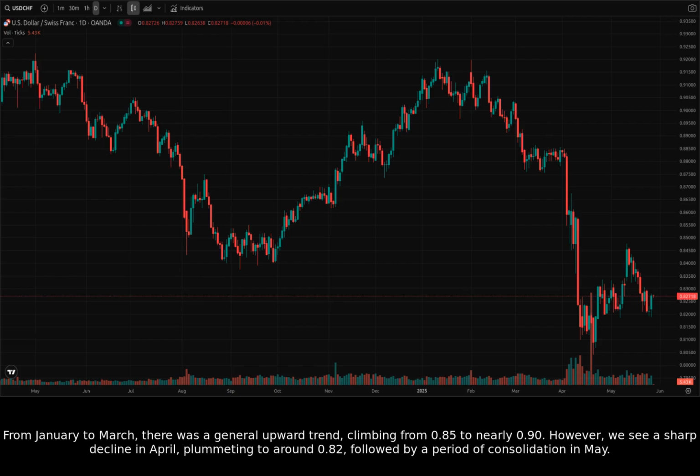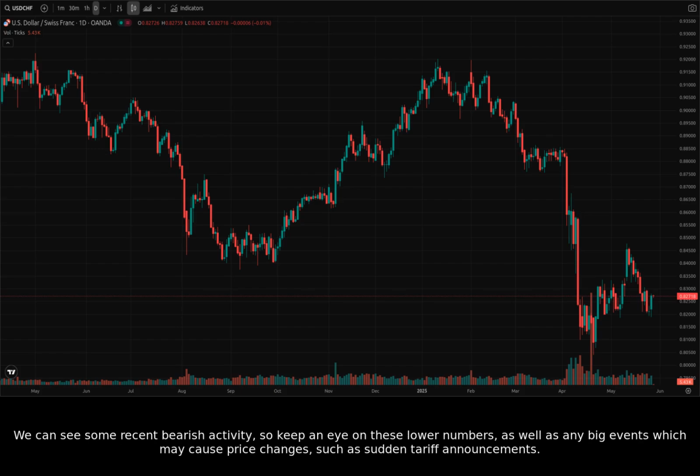From January to March, there was a general upward trend, climbing from 0.85 to nearly 0.90. However, we see a sharp decline in April, plummeting to around 0.82, followed by a period of consolidation in May. We can see some recent bearish activity, so keep an eye on these lower numbers, as well as any big events which may cause price changes, such as sudden tariff announcements.